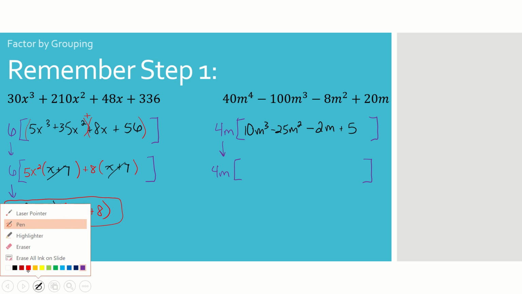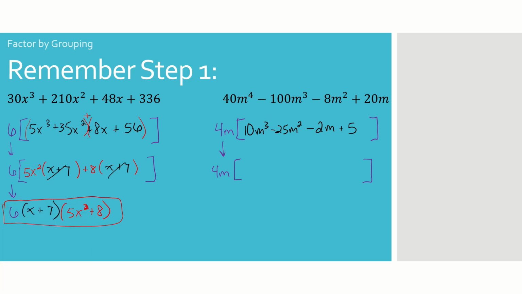And we're going to go ahead and group our terms that are inside these brackets. So first 2 terms, second 2 terms, keeping all the signs inside, putting a plus in between. So our first group, looking for a GCF, that's going to be 5m squared.